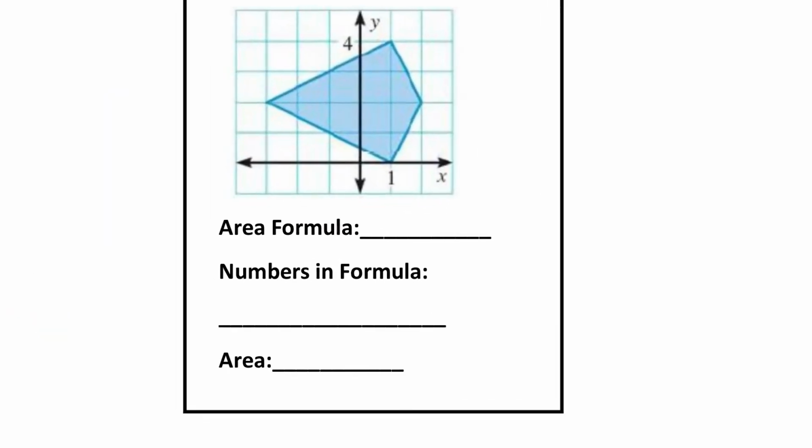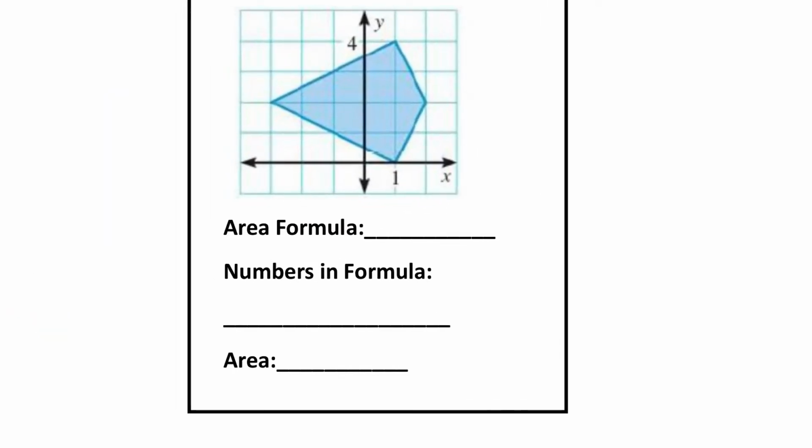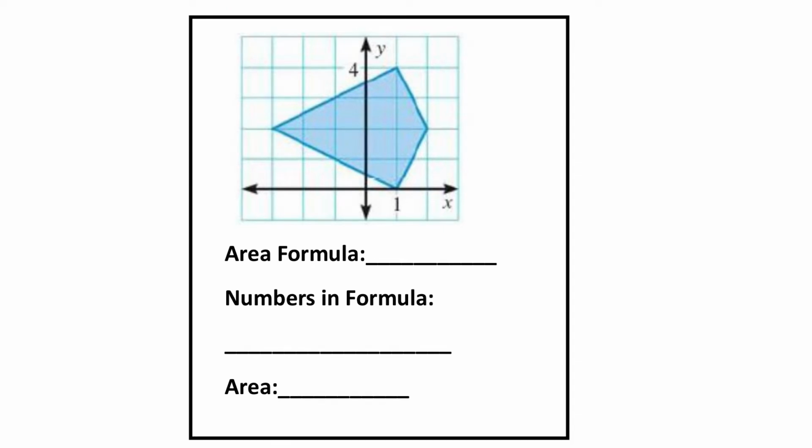Okay, on the back, how do we find the area of this shape? Cut it into 2 triangles. D1, diagonal 1 times diagonal 2 divided by 2. All right, so how long is this diagonal? 4. Times how long is this diagonal? So 4 times 5 divided by 2. So 10 square units.